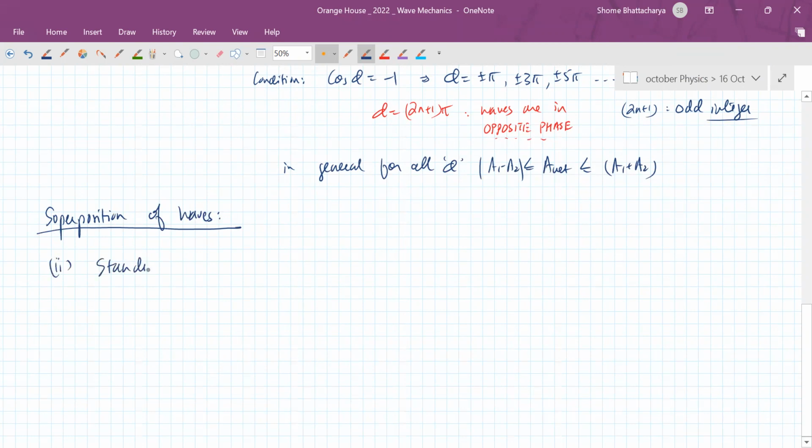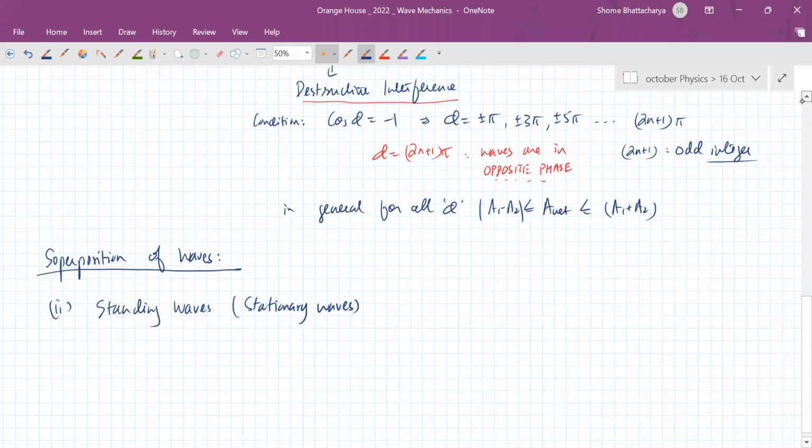Creation of standing waves or stationary waves. Okay, fine. Finish writing this down. We'll discuss.